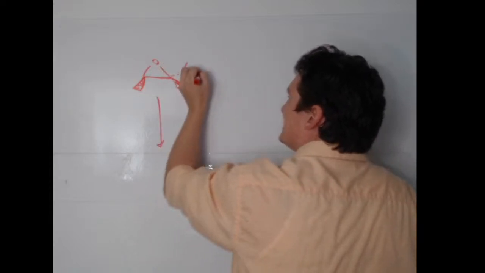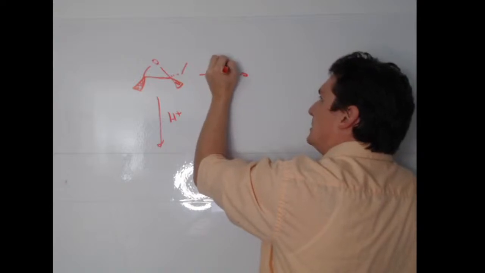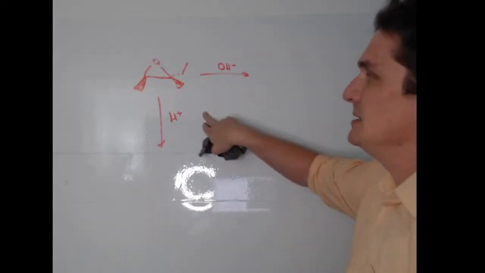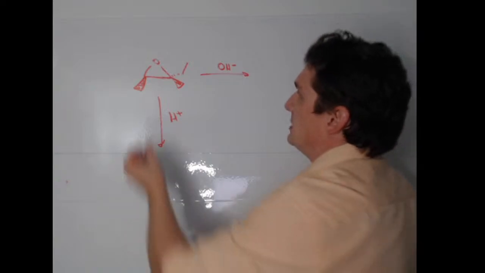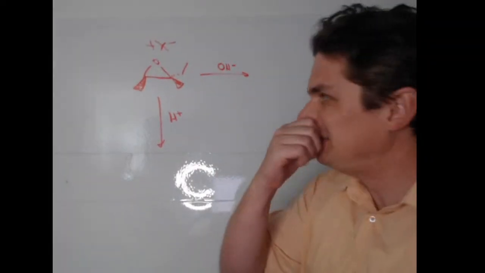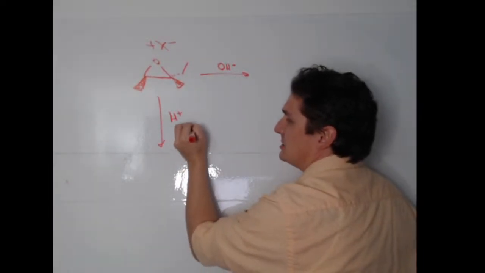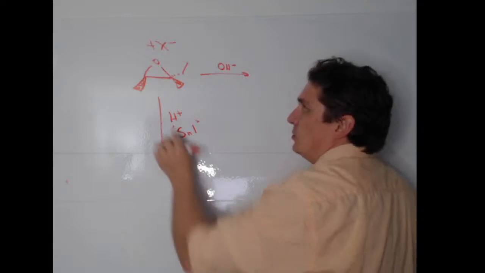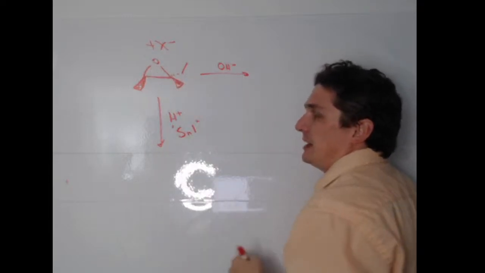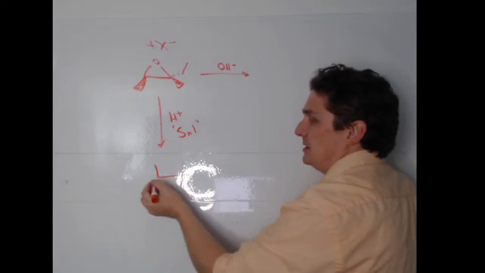So if we're under acidic conditions versus basic, and I'm just going to put the hydroxide here to indicate acid and base. And what we're going to do to both of these is add some nucleophile. Well, if we're under acidic conditions, this is going to be analogous to an SN1 pathway. What we're going to do is open up and create a carbocation, and the carbocation is going to go to the most substituted carbon.